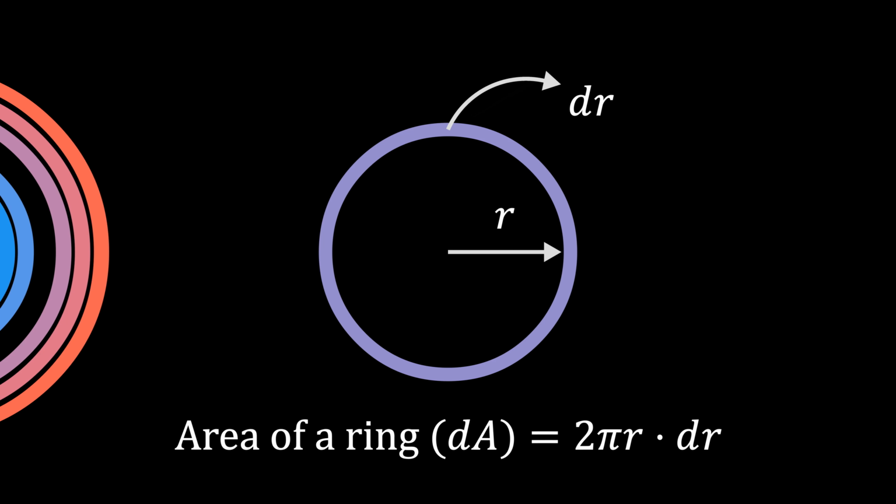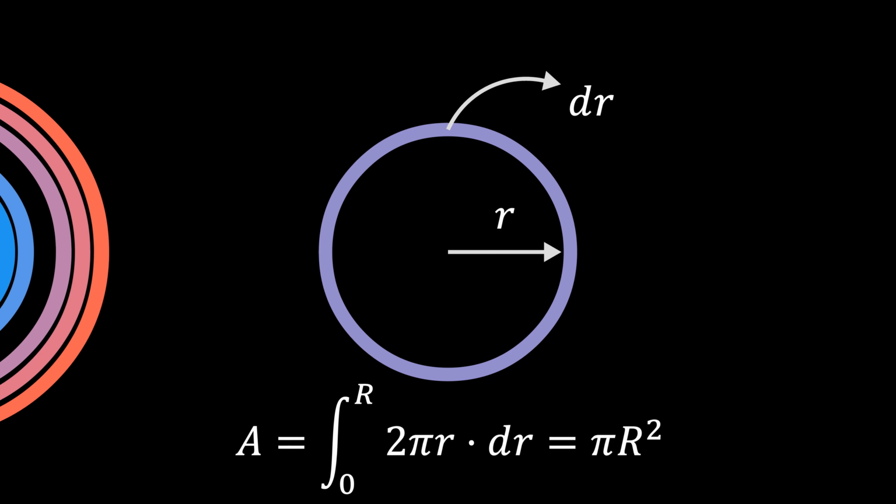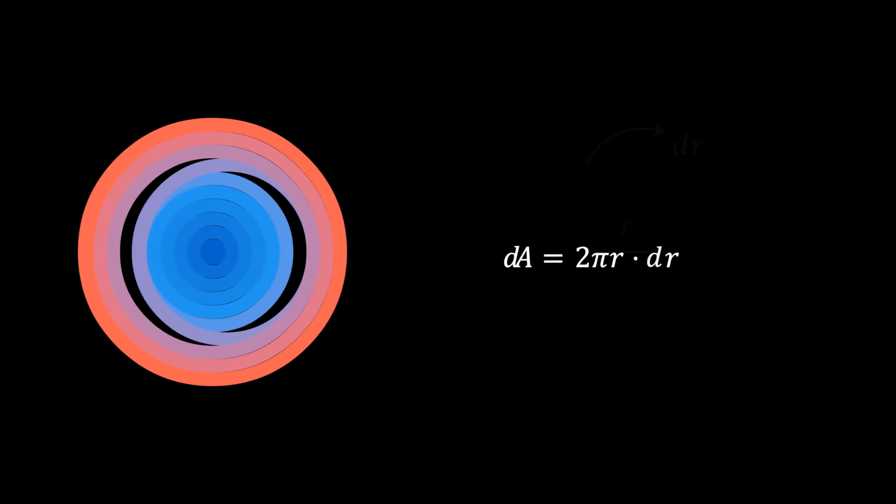Well, the total area of the circle is a summation of the areas of all these rings. Mathematically, this means integrating 2 pi r dr from r equals 0 to capital R. But for now, let's just focus on this ring.